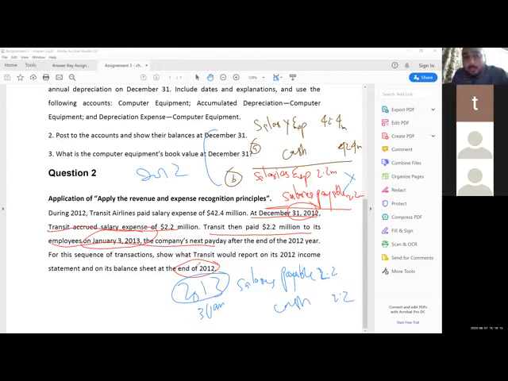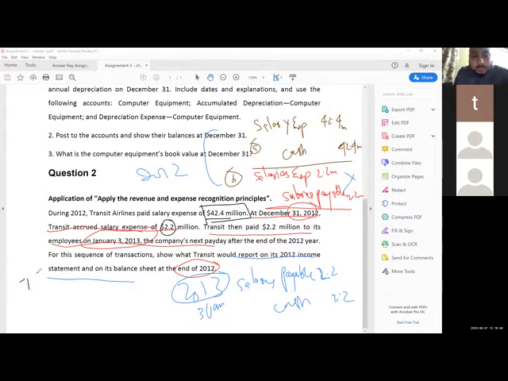But we are asked what will be reported on the income statement and balance sheet. So how much is paid in 2013? How much is the expense? Because the income statement records expense and revenue, right? What is the expense belonging to that period? So in 2012, 42.4 million was the expense, right? And this 2.2 million was the expense.